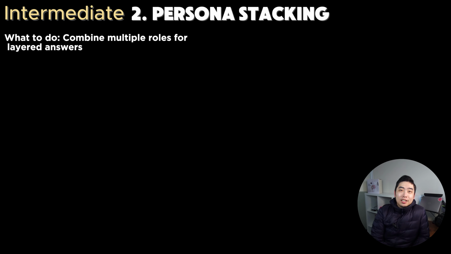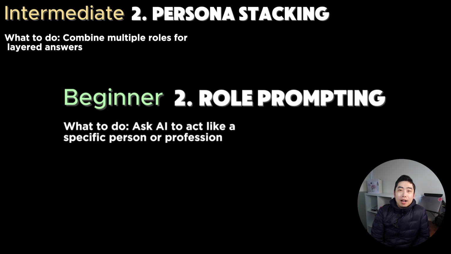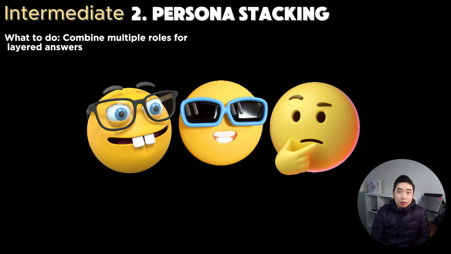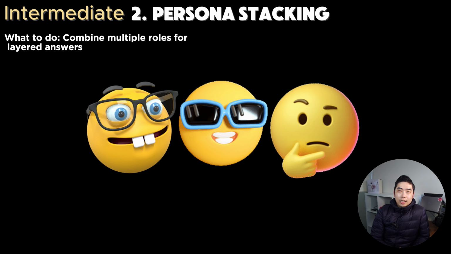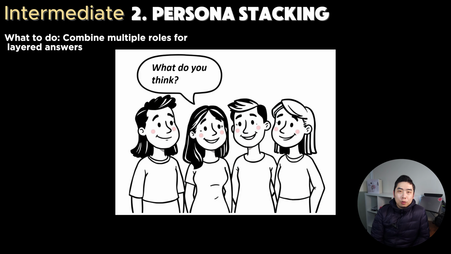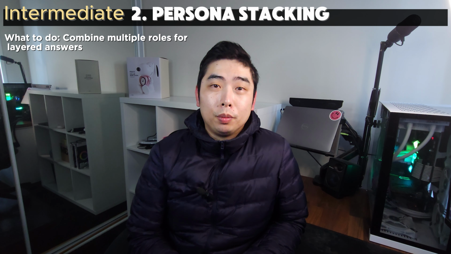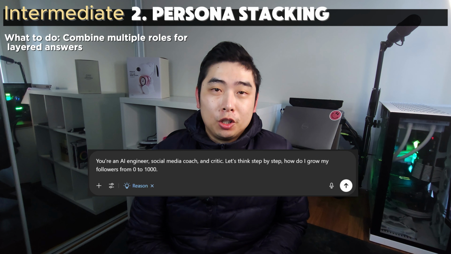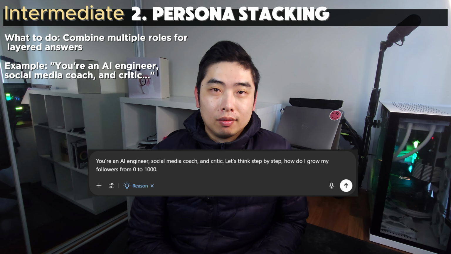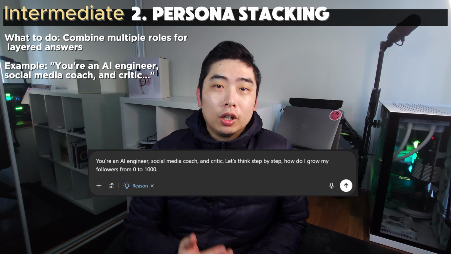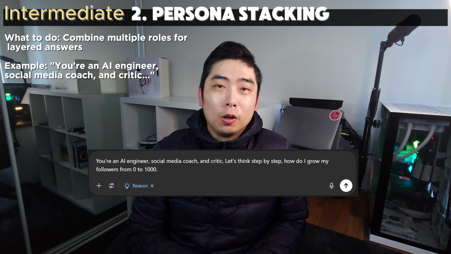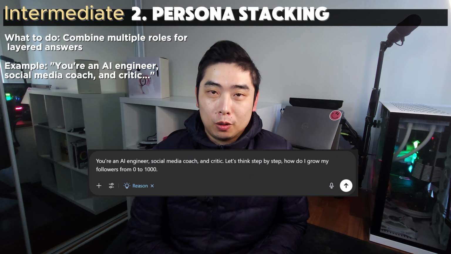Number 2 is persona stacking. Just like the other tip in the beginner section about assigning a role to your AI, you can also stack multiple of these roles or personas. It's like asking your friend group where there's multiple people the same question and see what each of their opinions are. An example would be, you're an AI engineer, a social media coach, and critic. What can you tell me about going from 0 to 1,000 followers?